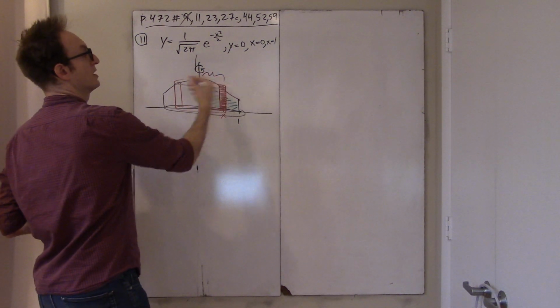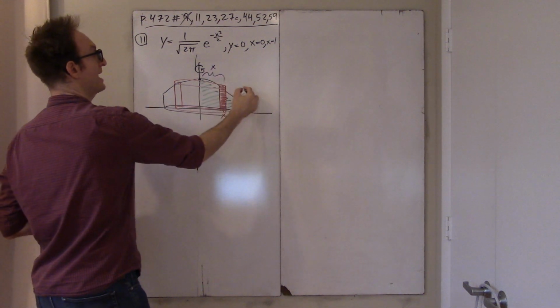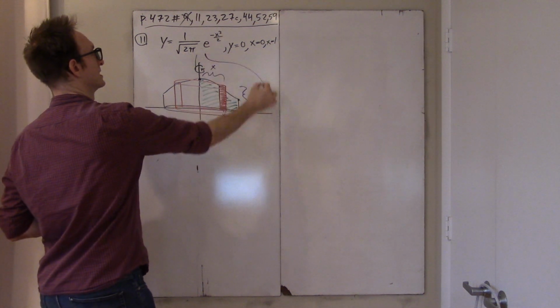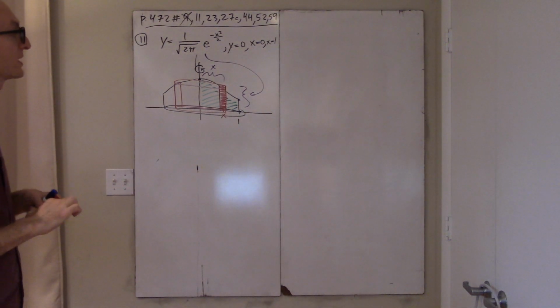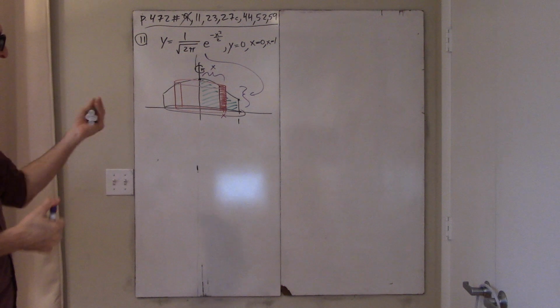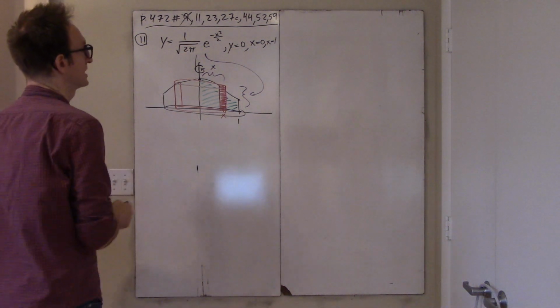To find the volume of a shell, we need to know two things. We need to know the radius of the shell. In this case, the radius is x. And we need to know the height of the shell, which in this case is just that function. So actually, this problem is very easy to understand. This is an easier problem even than the previous one. But this integral is a little bit interesting, so let's do that.